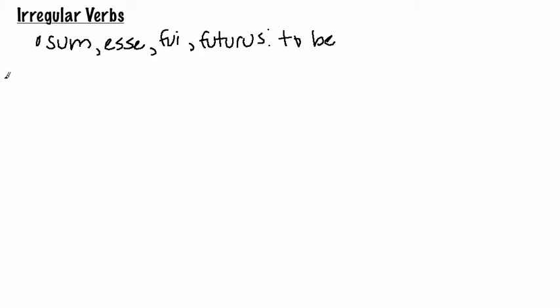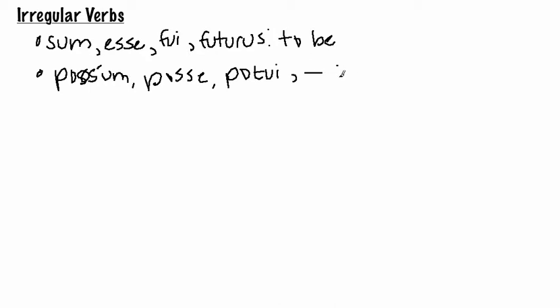Hold on one second. Sum, esse, fui, futurus, and it means to be. And then possum is possum, posse, potui, and there's no fourth principal part, and it means to be able.